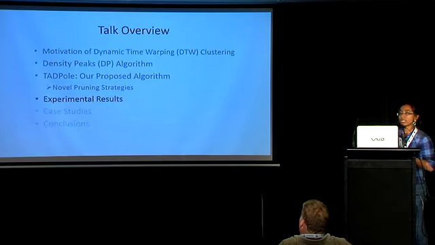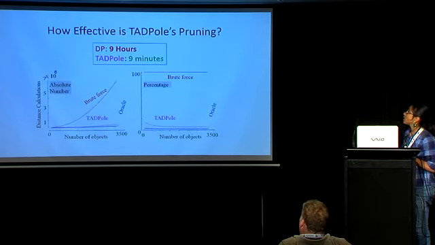Now, I'm saying that we do this distance pruning, but let's see some experiments that show the quality of our pruning. So here are the experimental results. How effective is Tadpole's pruning? Here we take the Starlight Curves dataset, which is a very well-known dataset in time series literature. We vary the number of objects on the x-axis, and on the y-axis we count how many distance computations we have.